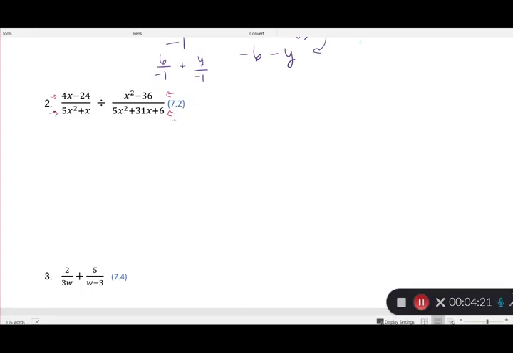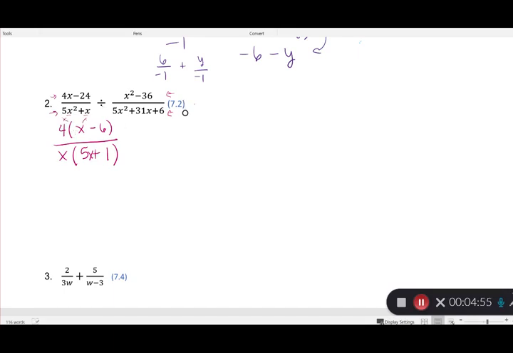So I'm going to start with the 4x minus 24. Hopefully you see they both have a common factor of 4. If I factor it out, I get x minus 6 in the top here. On the bottom, I have 5x squared plus x, so they both have an x in common. I'm taking x out, and I have 5x plus 1, right? I divide this one by x and this one by x, and that's how I get that, by pulling it out.